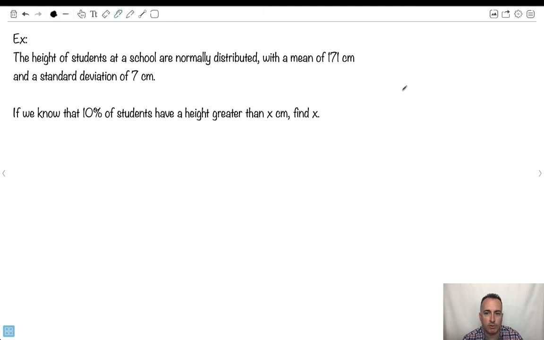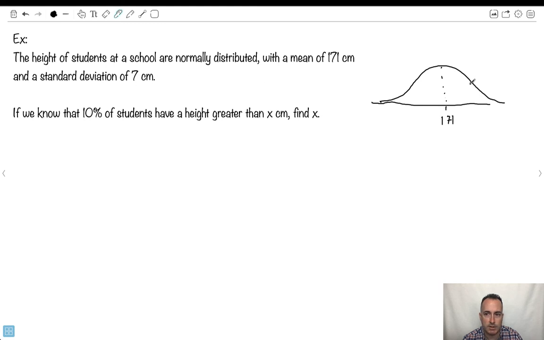Right away, before doing anything else, I'm going to draw myself a sketch. I'm going to draw a normal curve, like this. Where is the mean? The mean is 171. Okay, good. And the standard deviation is 7.